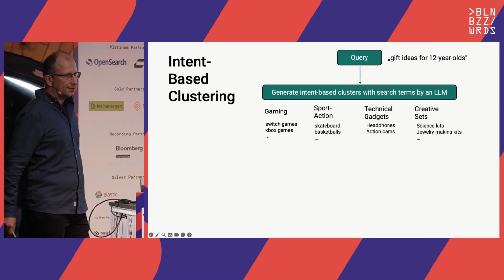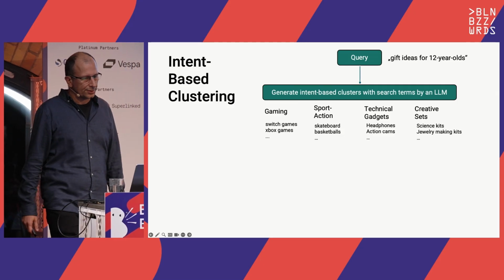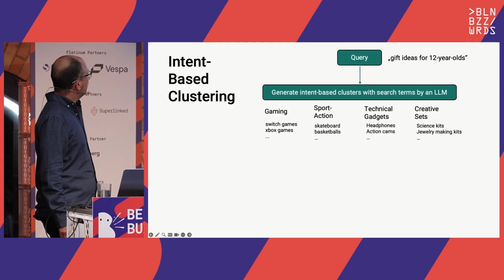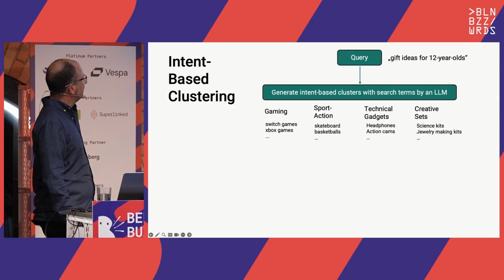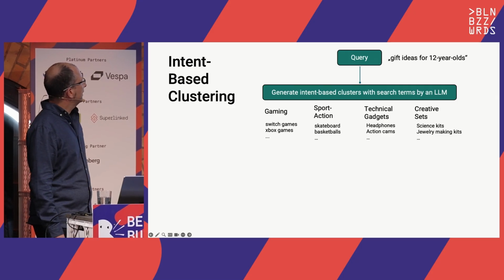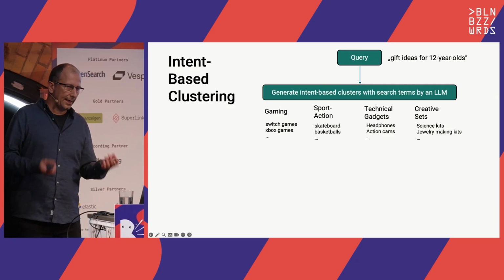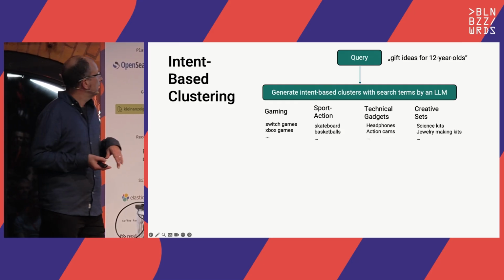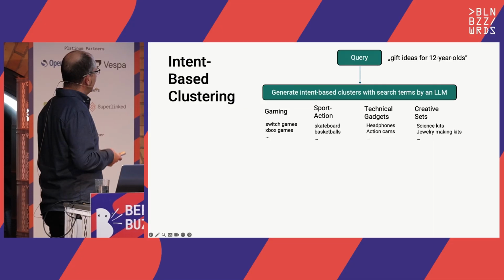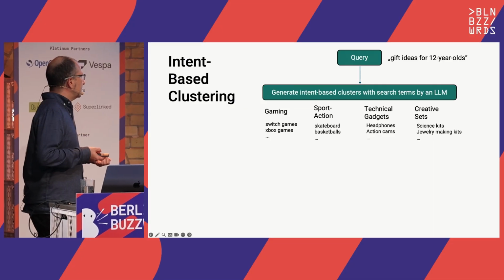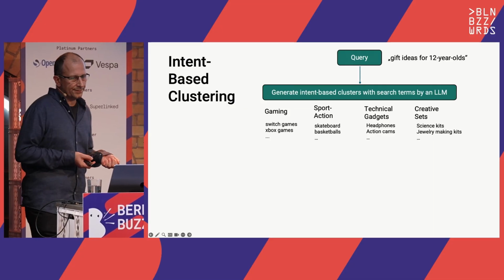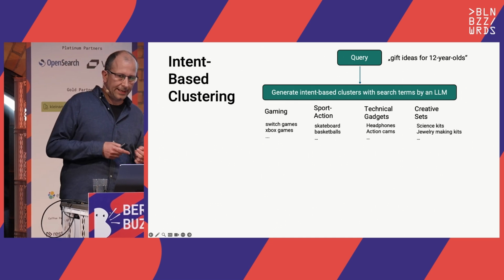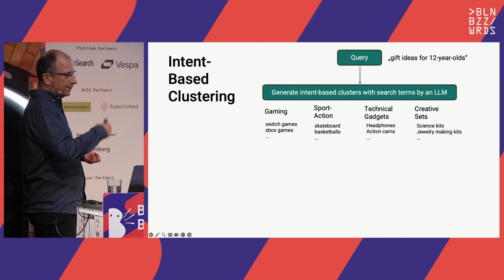So we decided to make another approach. Instead of generating keywords, we use an LLM to generate clusters. And each cluster represents an intent of the query. So we have a cluster gaming, a cluster sport action, technical gadgets, and creative sets. And after that, we are able to create keywords for each cluster.